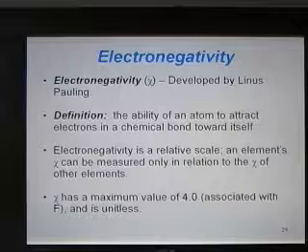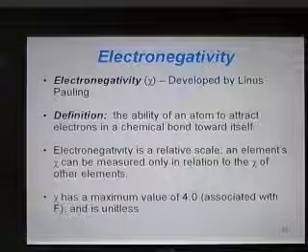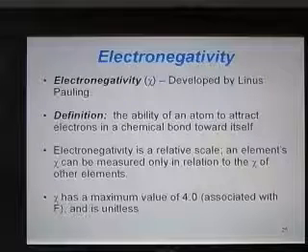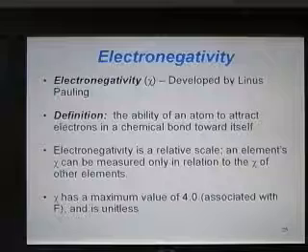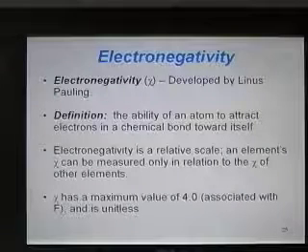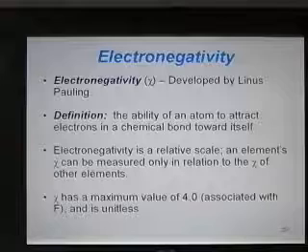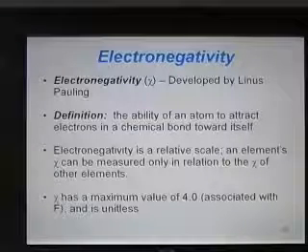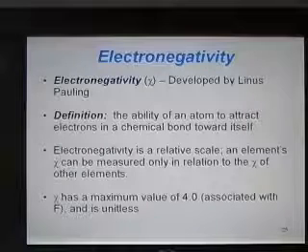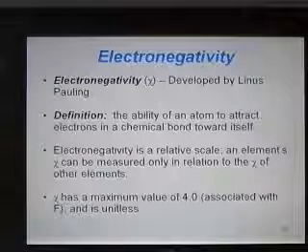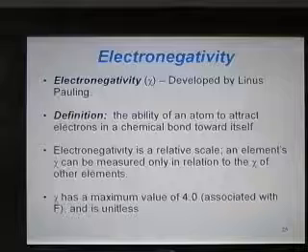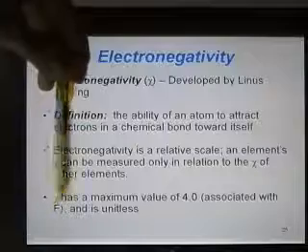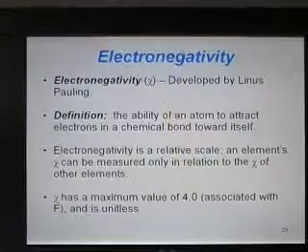The final concept that we will be working on that's a periodic trend is electronegativity. This idea was defined by Linus Pauling, and by definition it's the ability of an atom to attract electrons in a bond towards itself. Electronegativity is based upon a relative scale. It can be measured only in relationship to the electronegativity of other elements, and one element has to have a maximum value of electronegativity. That would be fluorine, and it has a value of 4.0.